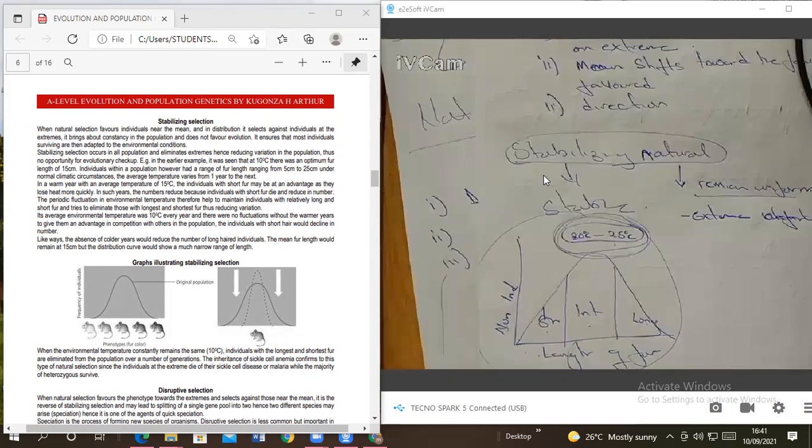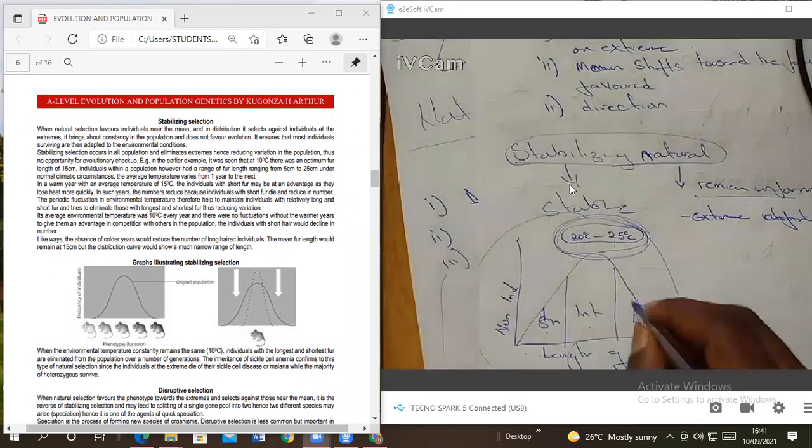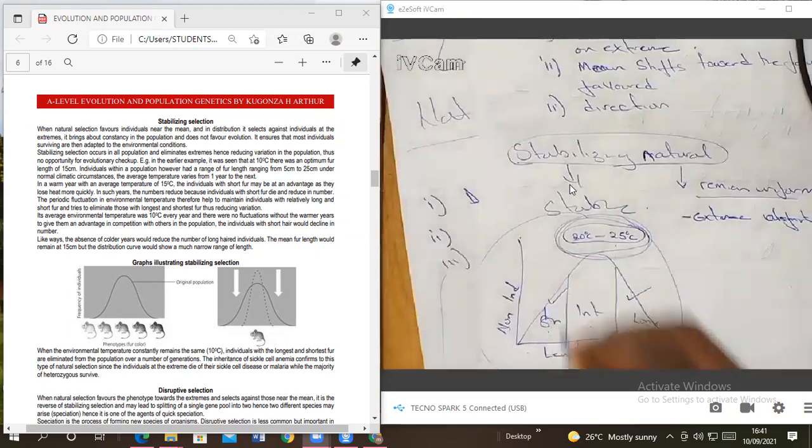Yes, Caroline. Intermediates. So when it means that those are intermediate, or be favored intermediates, it means who is going to be eliminated? The ones with extreme characteristics. Extremities are going to be eliminated.